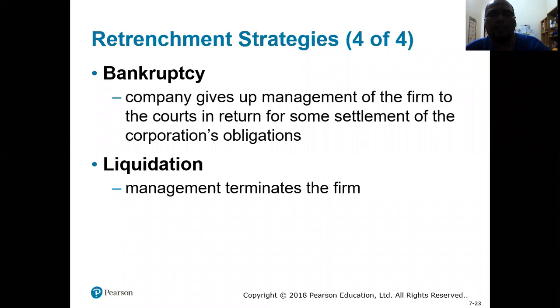So when you liquidate your company, your company no longer exists. It's the end. It's what we call the total end. Yeah, game over. All right. So that is what we call retrenchment strategy.